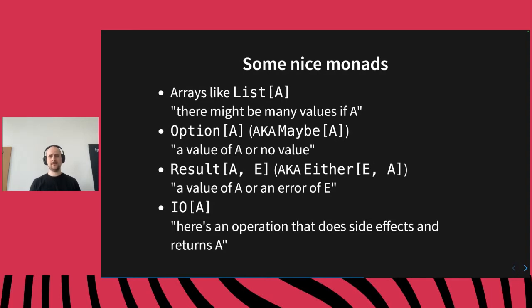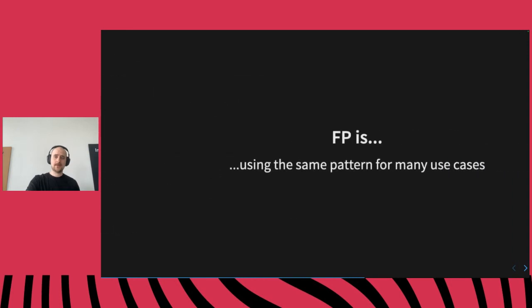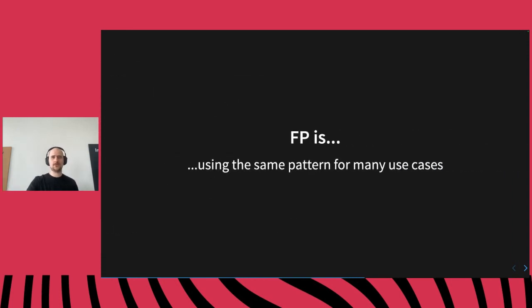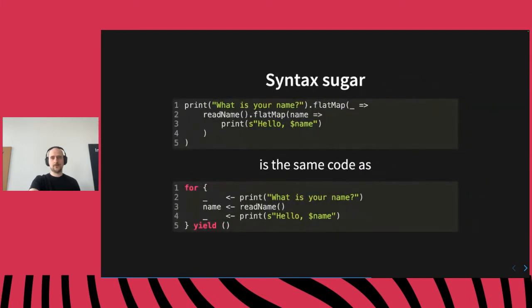As you can see, there are quite different things we can chain using monads, and these are only the most popular ones, and there might be many more. For example, there might be monads for JSON encoding and decoding and stuff like this. So one more thing about functional programming is it's using the same pattern for many use cases, and it's nice. And functional programming languages also introduce some syntax sugar, like do notation in Haskell or for comprehension in Scala, so you don't have to write a dot flatMap all the time. So we have something like a left pointing arrow, and it's the same code. It does the same thing. So writing monads is also easy if your language supports it.